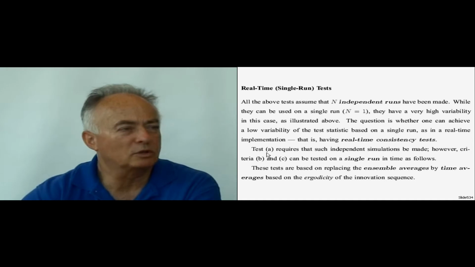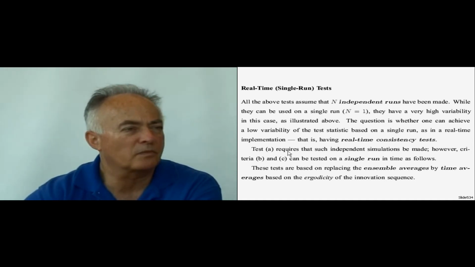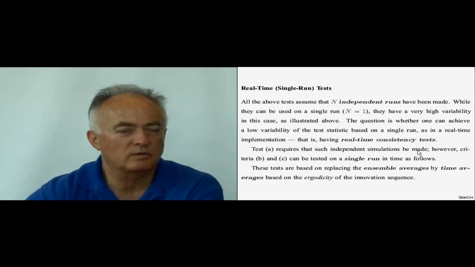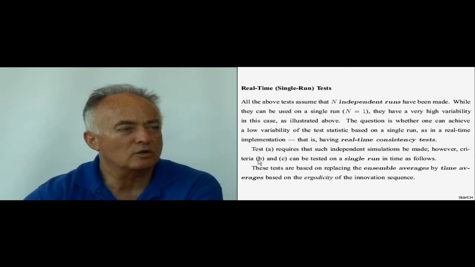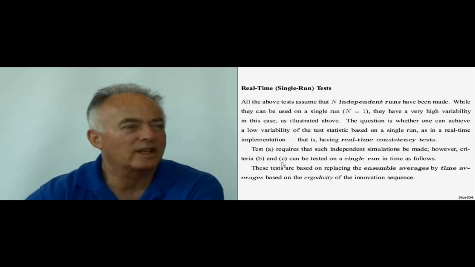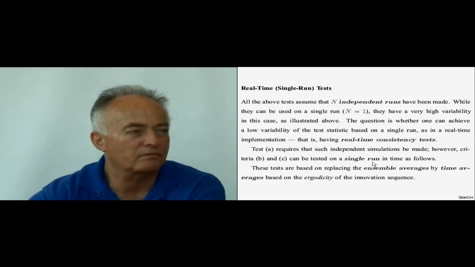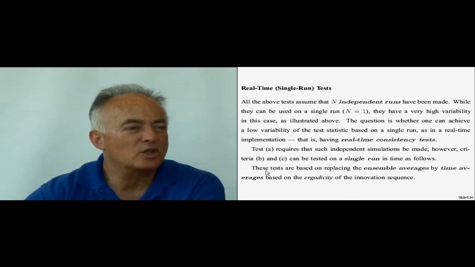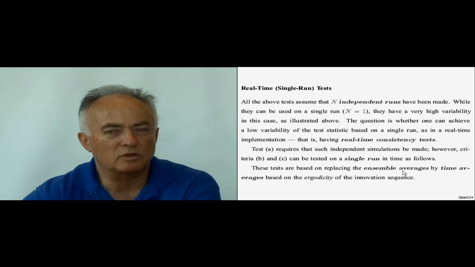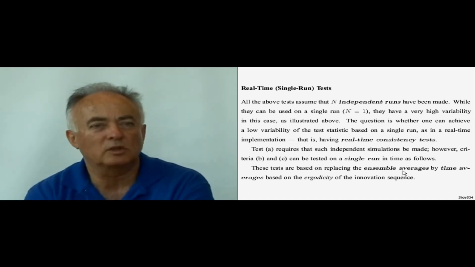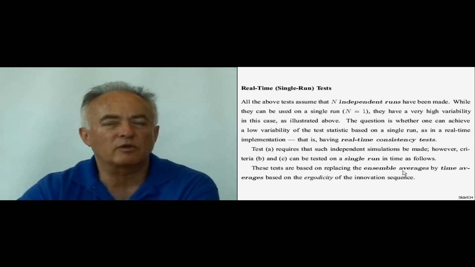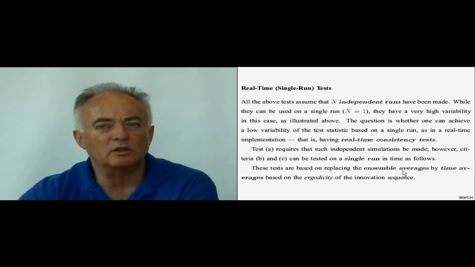Now, the test on the normalized estimation error squared for the state requires really independent simulations. There is no way to get around that. However, criteria B and C, that is, the normalized innovation squared and the whiteness of the innovation, can be tested on a single run as follows. We can replace the ensemble averages. Remember what we had: if you test the normalized innovation squared, you want the expected value to be according to the calculated covariance, so that chi-square statistic should have a mean of nz, and over n runs should have a sample average with a mean of nz and a fairly narrow variability region around that mean.